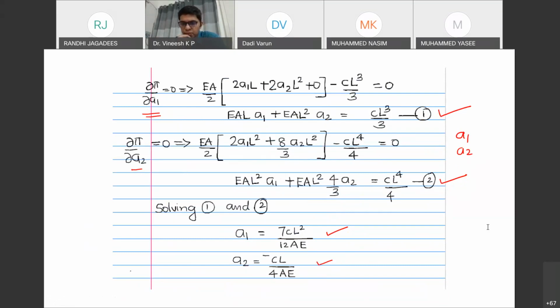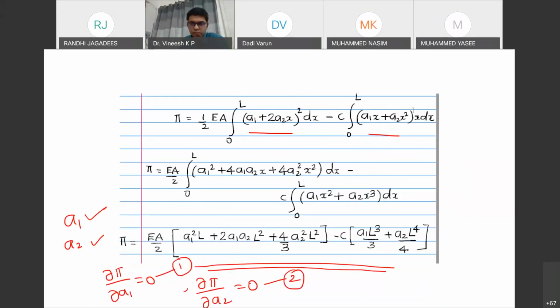Somebody asked a question. Abraham asked about 4 by 3 by LQ. Which equation are you talking about, Abraham? In the previous slide, first equation. So is it 4a square x cube? Yeah, correct. So this is wrong actually. Yeah, it's correct. Thank you.